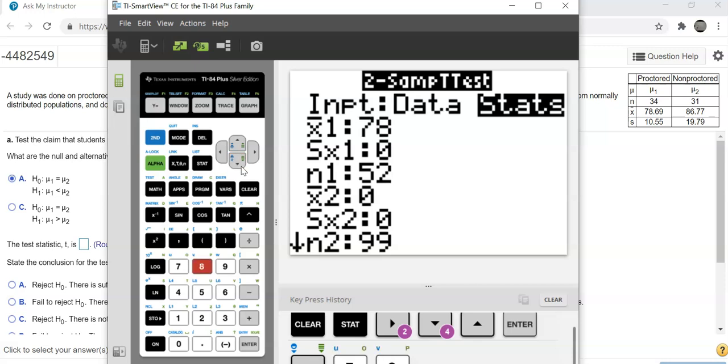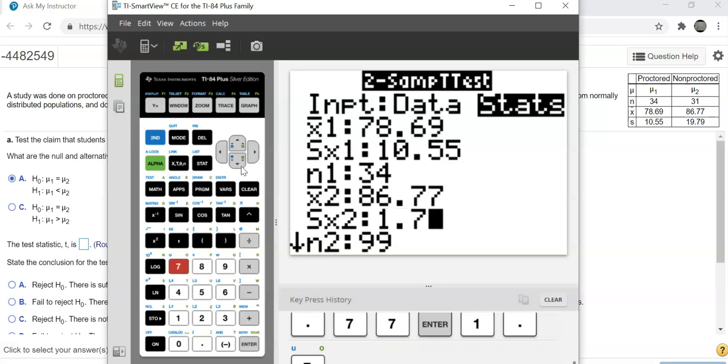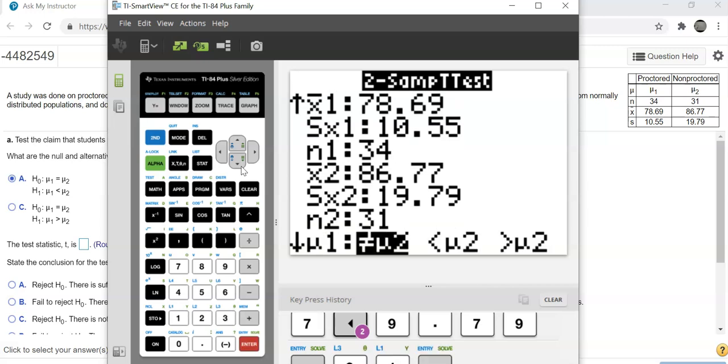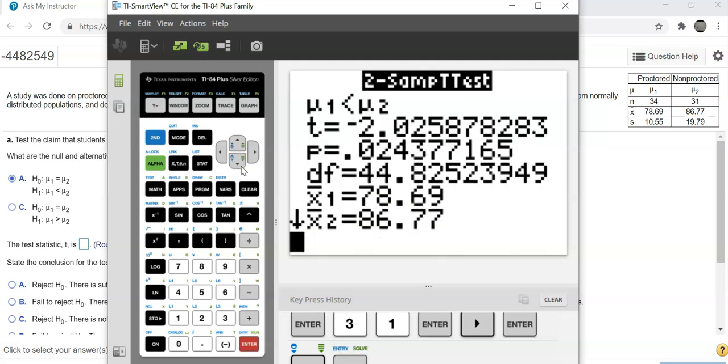I have 78.69 and 10.55 and then 34. And then this is 86.77. Okay, I'm just double checking stuff. 1979. Okay, and then this is 31. Okay, and now we're doing less than over here, right? So we have to click on that. And then pooled, no, we're going to calculate.